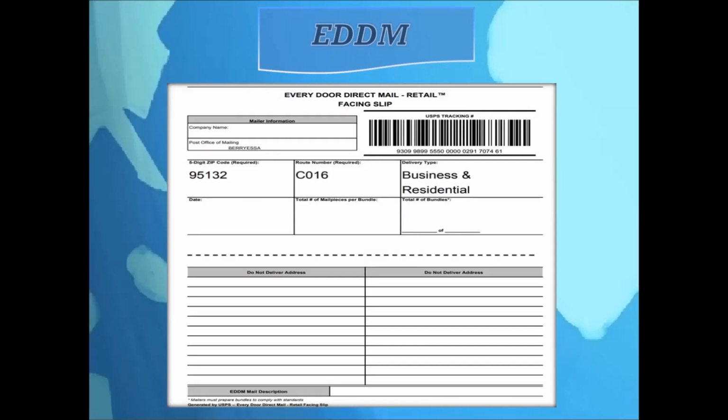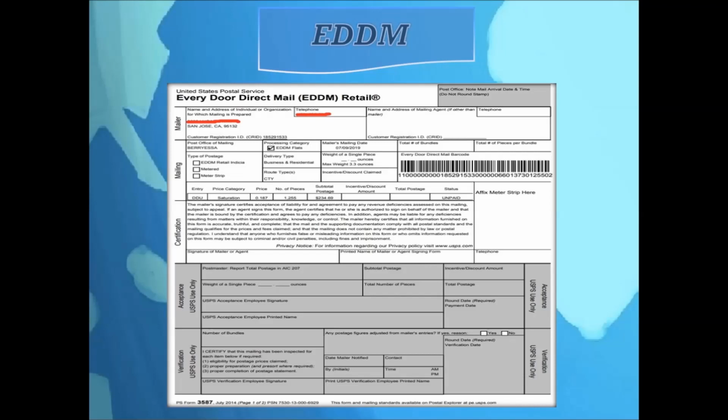Oh, and you also need to print out a few facing slips and separate the mail into bundles. For example, I'm sending out 1,000 pieces. That means I have to separate them into 10 stacks of 100 mail pieces. I would then need to apply a facing slip on top of each stack. Lastly, I will need to print out my mailing statement to deliver my orders.